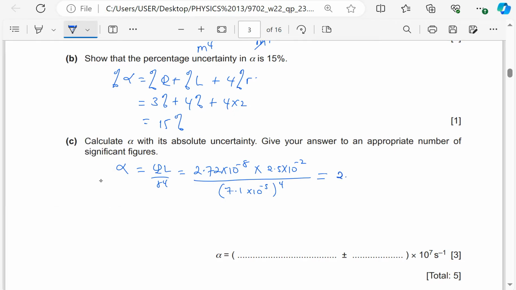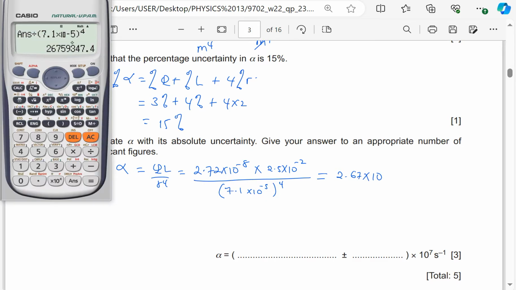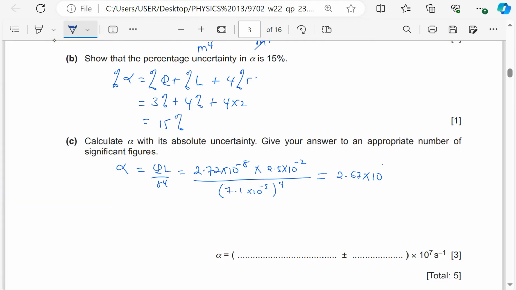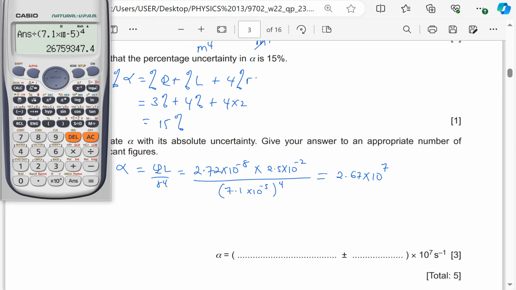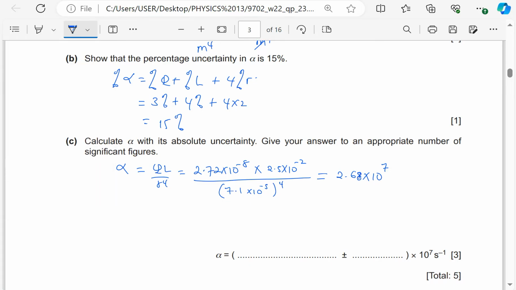2.668 times 10 to the power of 7. It's always good to have many significant figures here, because the absolute uncertainty will determine the number of significant figures you write in the final answer.